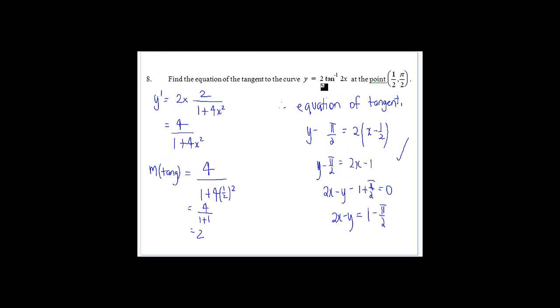Equation of the tangent. So we've got our point, and we find our derivative of 2 inverse tan 2x, which gives us 2 times the 2 over 1 plus 4x squared. So we're able to get that function, substitute a half in, and that gives us a gradient of 2. So we get our gradient of 2, our point of a half, pi on 2, and sub it in and simplify it down to an equation of a line. And there's our tangent.